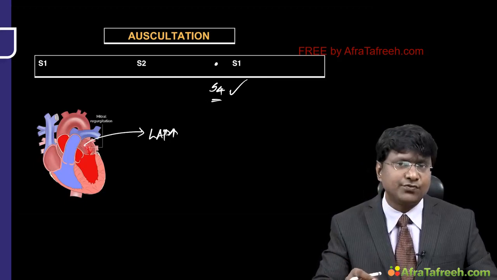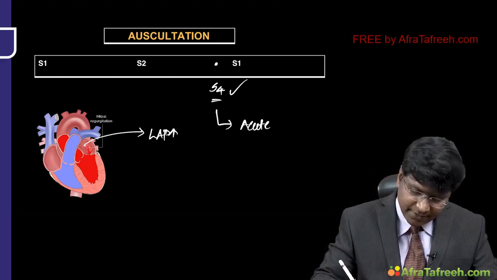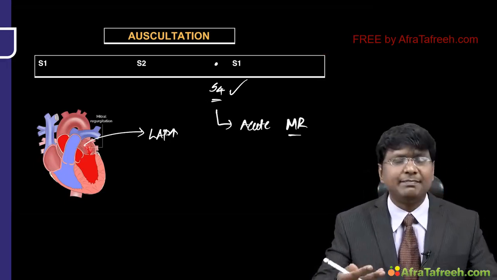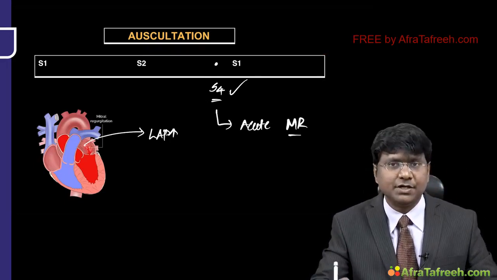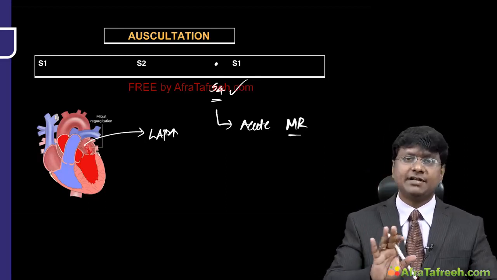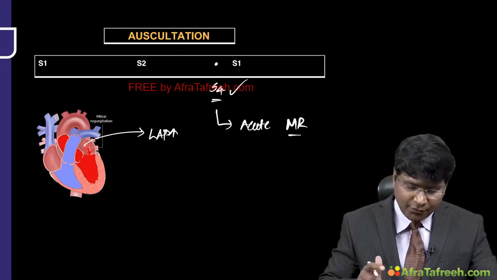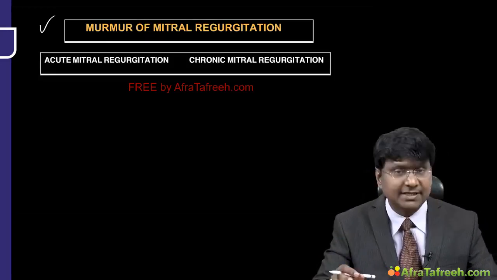And this pathological S4 can also be seen even in case of the acute MR, right? Because in acute MR, there is development of significant left ventricular dysfunction. So presence of S4 or the presence of S3 tells you that the individual has developed significant left ventricular dysfunction. Okay. Now, followed by that, the discussion about the murmur.